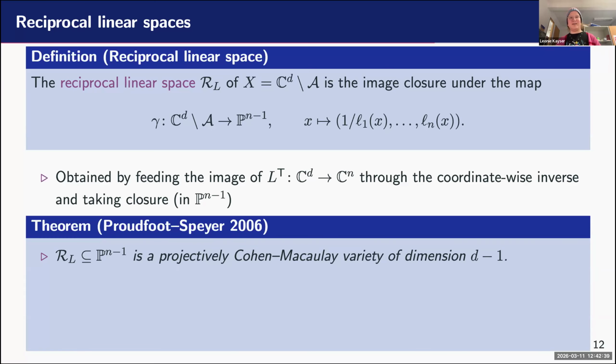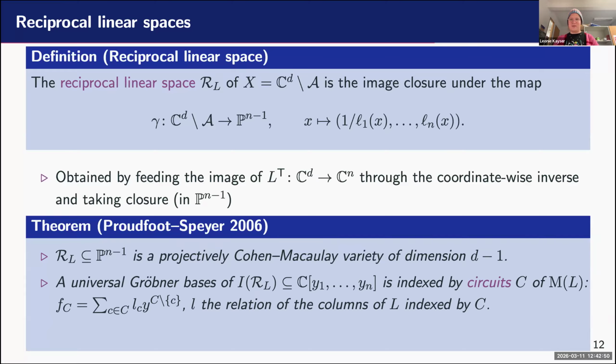It is homologically nice. It is a projectively Cohen-Macaulay variety of the same dimension as the linear space, but projectivized. We have access to a universal Gröbner basis of this variety. This is indexed by circuits of the matroid of the matrix L, which is to say you take minimally linearly dependent collections of columns, take the relation that gives you this dependence, and write this as coefficients in a polynomial, and you have a universal Gröbner basis of the ideal.